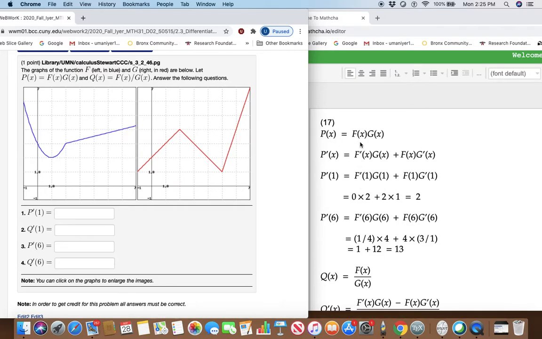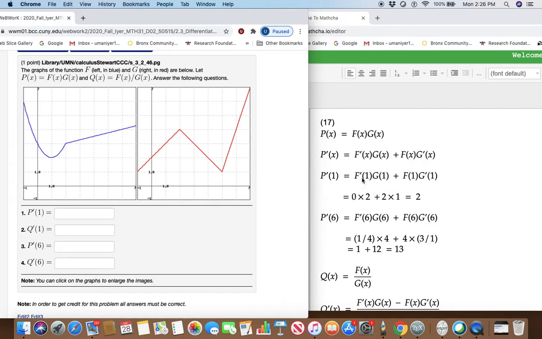Now, p is a product. So derivative of p: derivative of the first, second as it is, plus first as it is, derivative of the second. Using this, derivative of p at 1 will be derivative of f at 1 times g at 1, plus f at 1 times derivative of g at 1. I'm simply replacing x by 1.